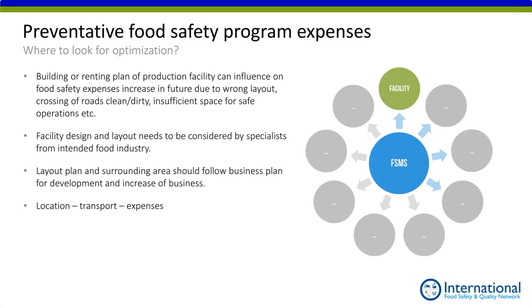I would like to continue with only preventive food safety program expenses and where to look for optimization. So I will not talk about the expense of the outbreak or the expenses of customer complaints, and then show you how high these expenses are and how you can calculate what you will invest. Will you invest this money of the outbreak not happening in your improvement, or will you save this money? So what will you do? This is not so practical. I want us to be very practical.